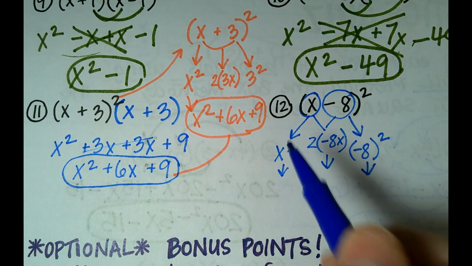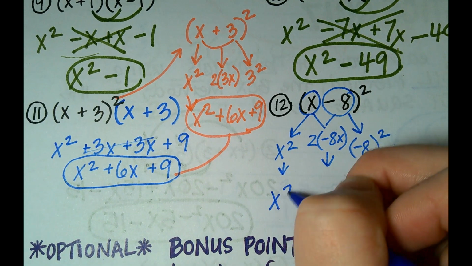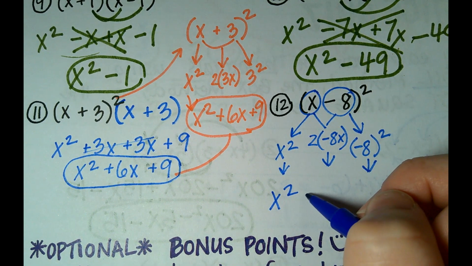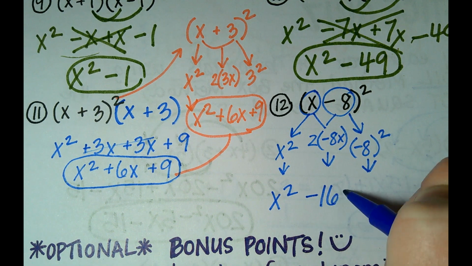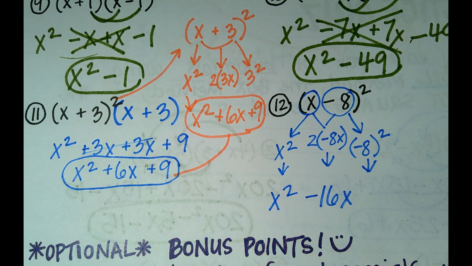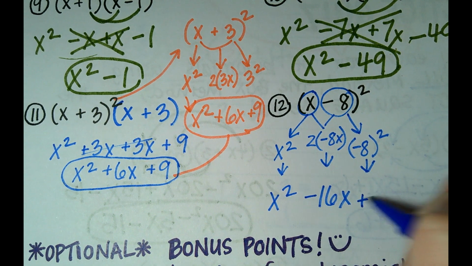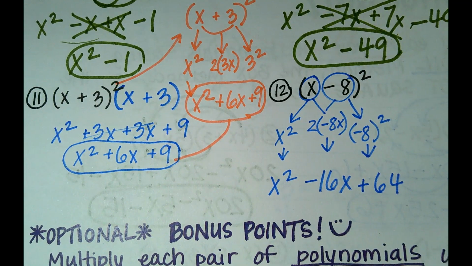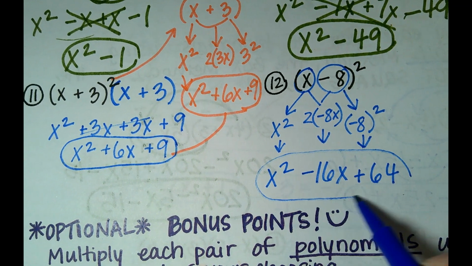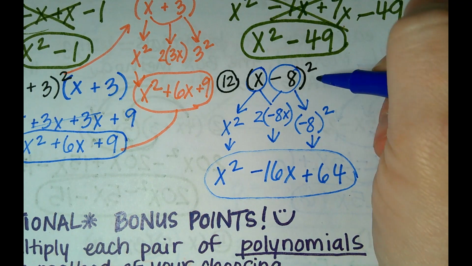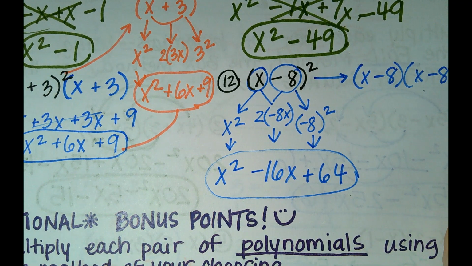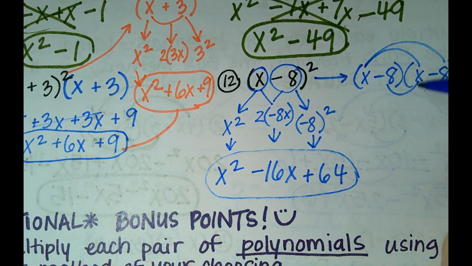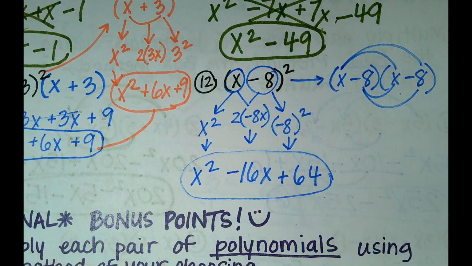So, with this method, I have x squared. What's 2 times negative 8? Yes, negative 16x. And then negative 8 squared, or negative 8 times negative 8? Positive 64. And that would be our answer. Now, you could still use the FOIL method. You could still do x minus 8 times x minus 8 and do your first, outer, inner, and last. That is going to give you the same answer. Both ways work.